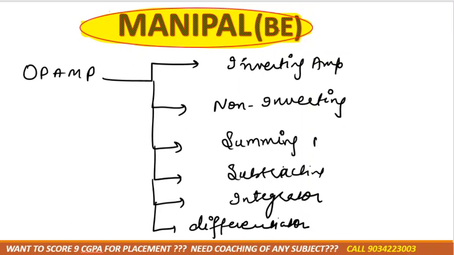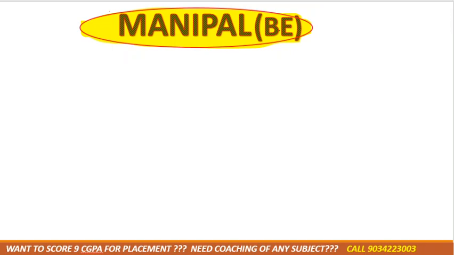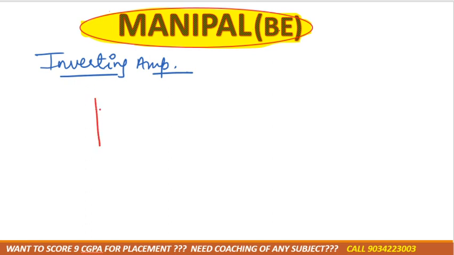so one by one we'll learn all the derivations of all these because that will come in the midterm as well as in the end term. So first one we'll learn about the inverting amplifier. As its name suggests, inverting amplifier, it means voltage is connected to the negative terminal or the positive terminal. Tell me. In the inverting amplifier, tell me, voltage must be connected with the positive terminal or the negative terminal, according to you.